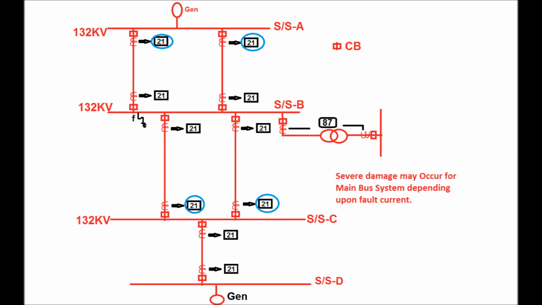Now since the fault is cleared within 300 to 350 millisecond, within this time severe damage may occur for the main bus system and equipment depending upon the fault current. If the fault current is huge, depending on the fault level of the substation B end, then bus damage or equipment damage may occur at substation B end.